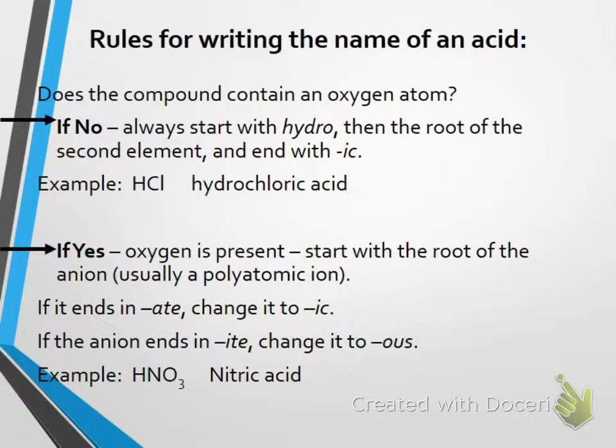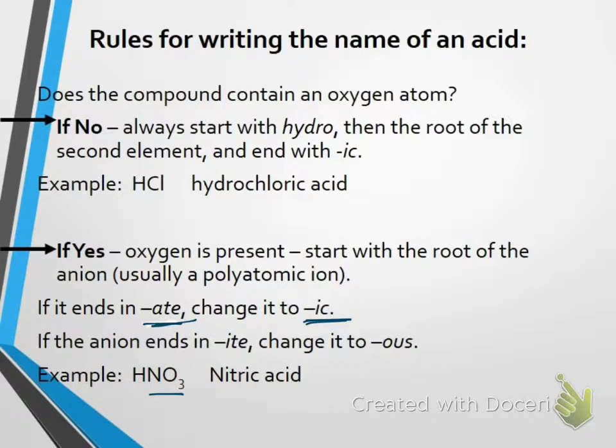Now, here is the thing, and it's written on here for you, but I always have you write it so you can see it better. Whenever you're looking at a polyatomic ion, if it ends in ate, right here, it's going to change to ic. So if I have this, in this case, NO3 is nitrate, I change the ending to ic, and so it's nitric acid.